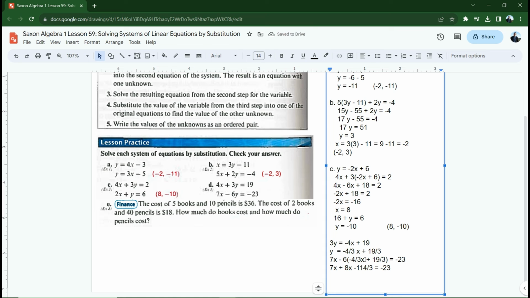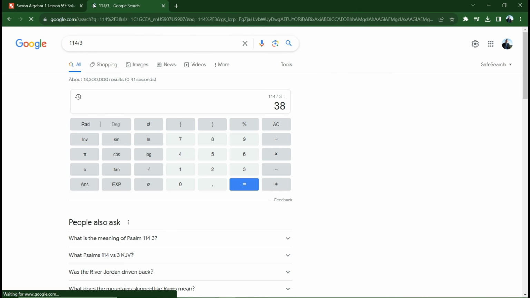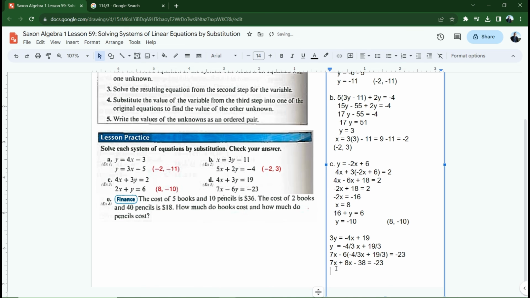Okay, so 114 over 3 can be simplified, I believe. Let's just see if we can divide 114 over 3, 38. So I'm going to change this. Instead of negative 114 over 3, we're going to put it as negative 38. All right, I can combine like terms. 7x and 8x are like terms. It's going to be 15x minus 38 equals negative 23.